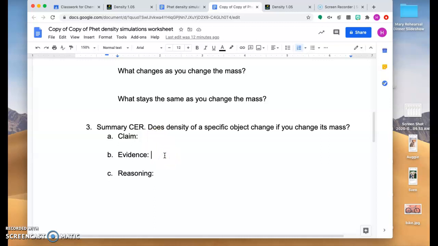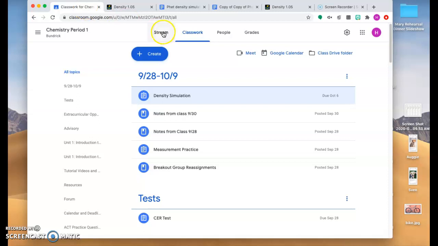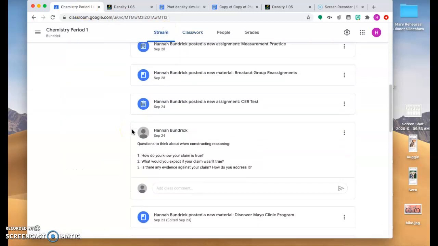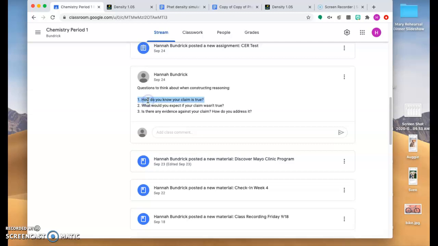Your evidence is things that we did in the simulation to support your claim. For reasoning, I posted in the stream these 3 questions to think about when you're creating your reasoning. Number 1, how do you know your claim is true? Number 2, what would you expect to see if your claim wasn't true? Number 3, is there any evidence against your claim and how do you address it? There might not be any evidence against your claim, so it's up to your judgment whether or not this question needs to be answered in your reasoning.